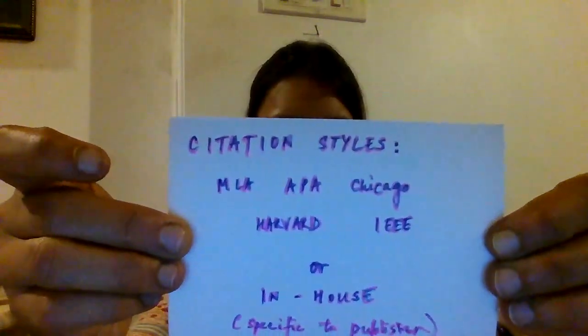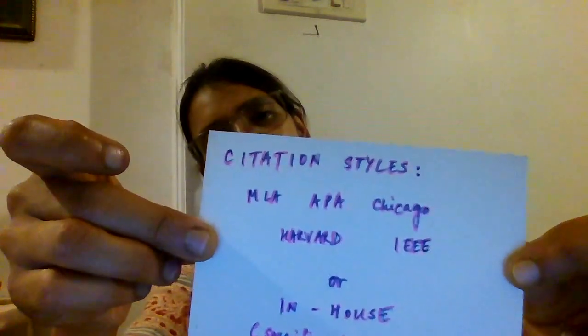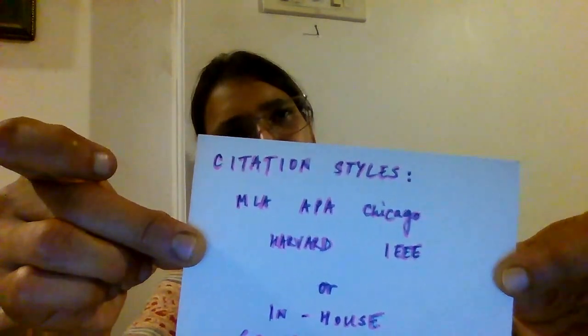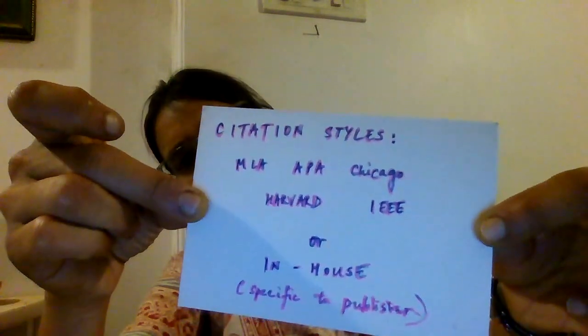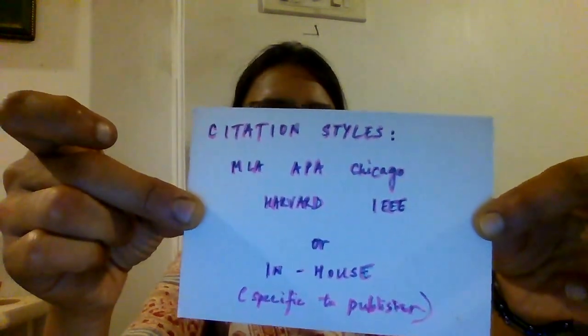And I have another note card for you that goes over that, the citation styles. Common citation styles include the MLA, the APA, the Chicago, the Harvard, and the IEEE. Sometimes citation styles are in-house, which are specific to a particular publisher. You must know which citation style you are following. I hear surprisingly often when I'm talking to researchers that they're going to use whatever citation style, and they'll just use whatever is used in the journal that they're going to publish in.